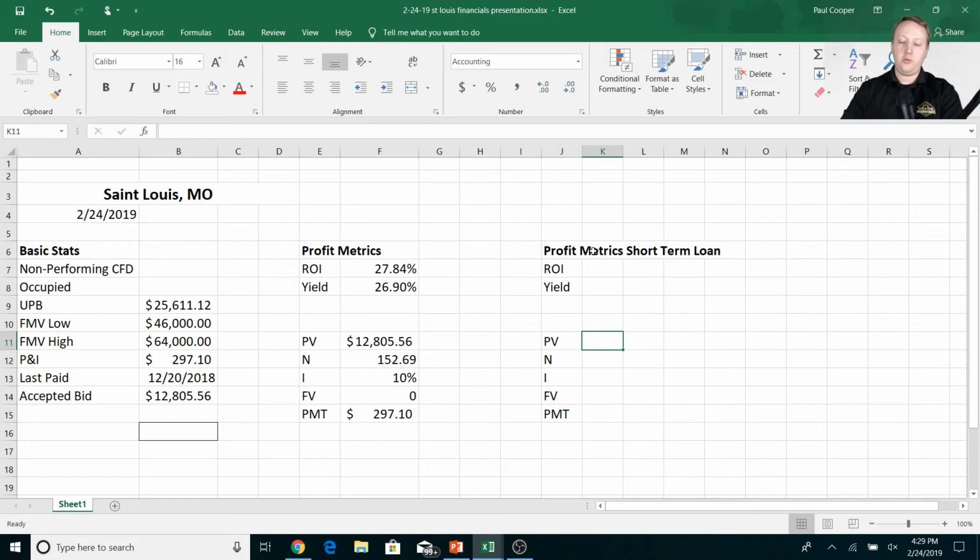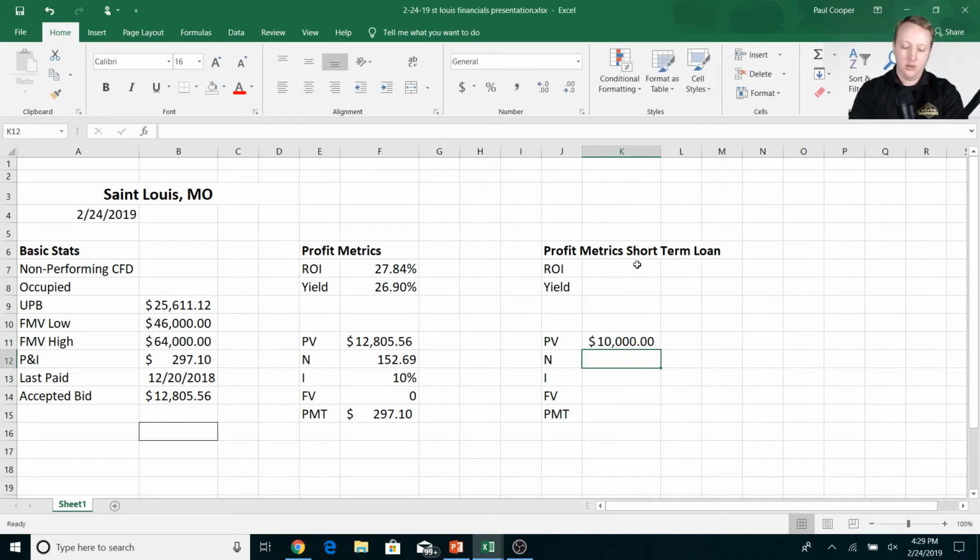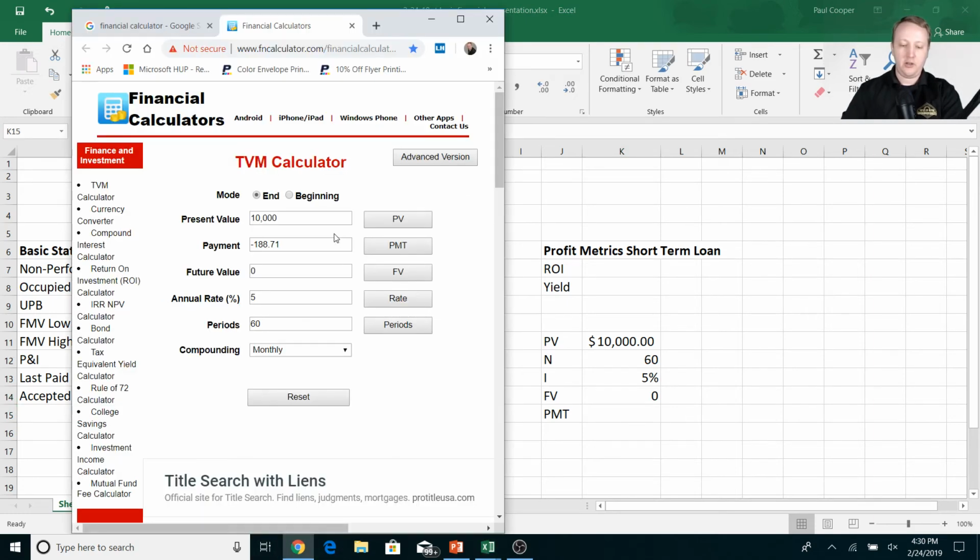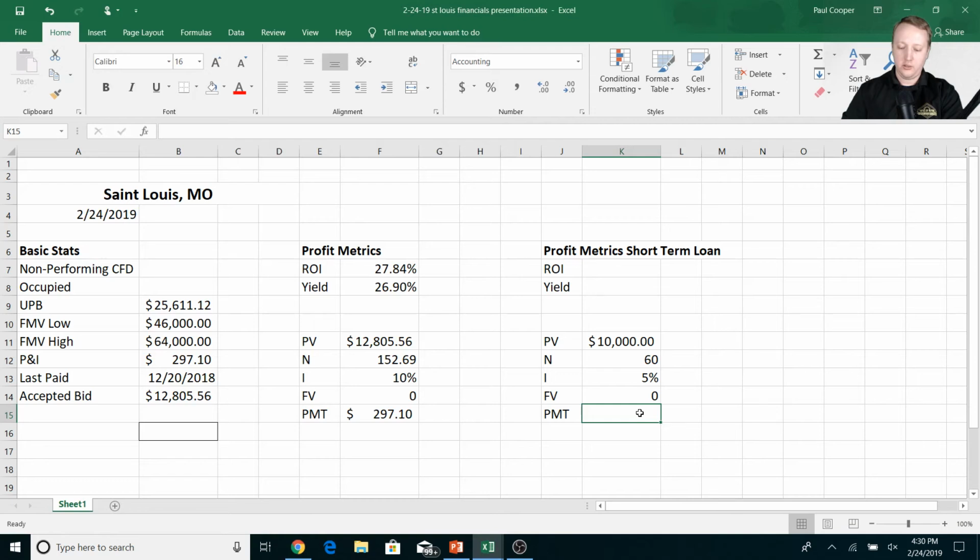So we're going to create a short-term loan here just to do some quick calculations. So we're going to say the loan's worth $10,000. It has 60 months left, which would be a 5-year loan. We're going to say it's 5% interest. Future value is going to be 0. And we'll calculate what our payment would be here. So we calculate our payment. It's going to be $188.71.